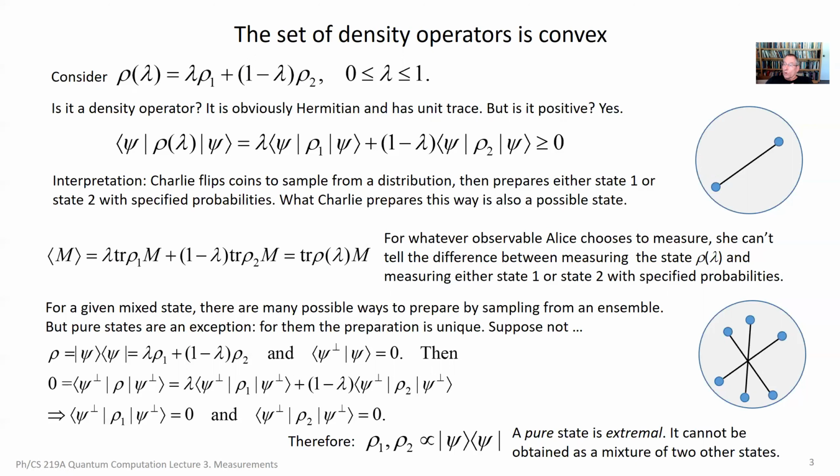Now we should also ask whether ρ(λ) is a non-negative operator. I've said positive, but when I say positive, sometimes I really mean non-negative. What I mean is it doesn't have any negative eigenvalues, or in other words, if I take the expectation value, the diagonal matrix element of ρ(λ) in any pure state, then the result has to be a non-negative real number. Well, what we can see is that if we substitute in the expression for ρ(λ) in this matrix element between ψ on the right and ψ on the left, the result will be λ times the expectation value of ρ1 plus (1 minus λ) times the expectation value of ρ2. And because ρ1 is non-negative and ρ2 is non-negative, and because λ and 1 minus λ are non-negative, this is a sum of non-negative numbers and therefore has to be greater than or equal to 0.